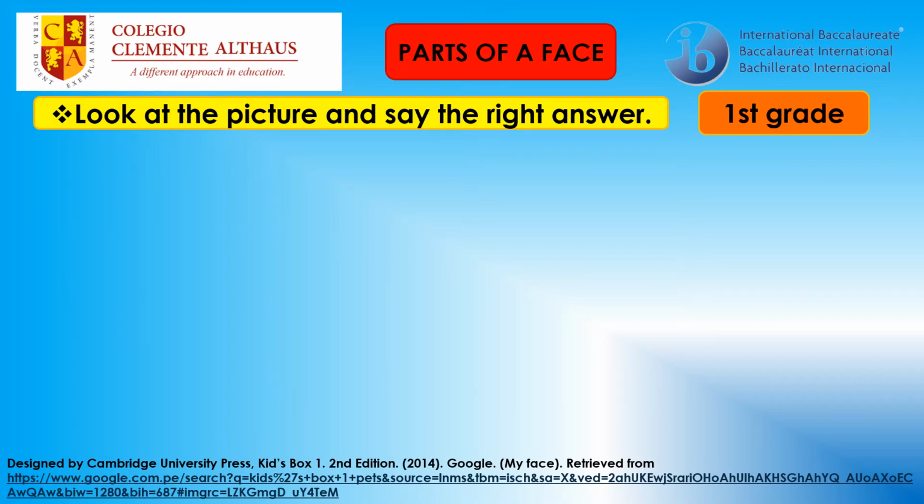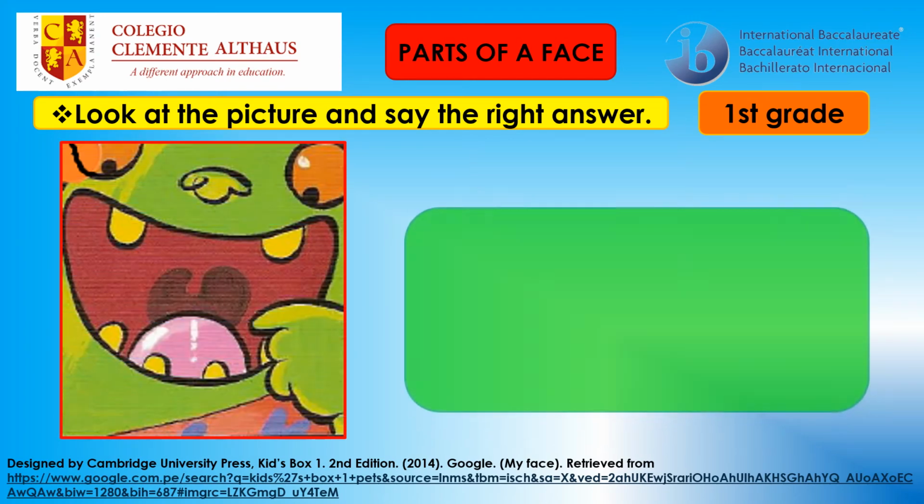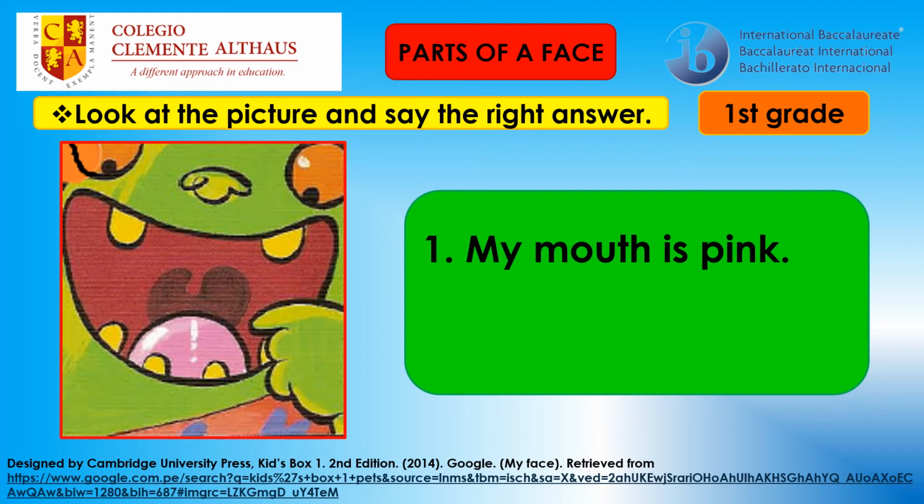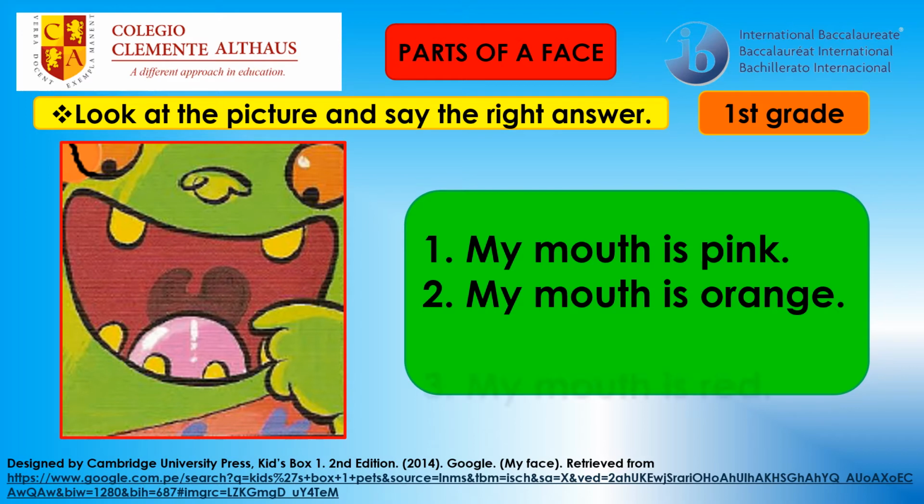Part of a face. Look at the picture and say the right answer. Number 1. My mouth is pink. Number 2. My mouth is orange. Number 3. My mouth is red.